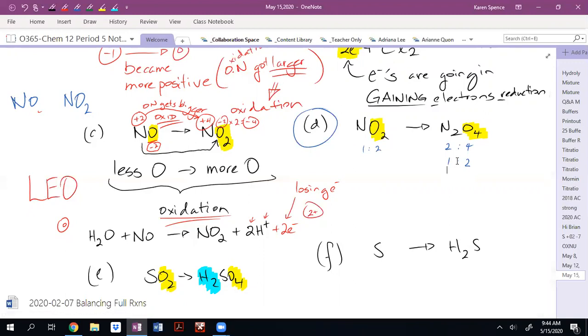And what that tells me is if the number of oxygens per nitrogen didn't change, my oxidation number is not going to change either. So this is neither an oxidation nor a reduction. Neither oxidation nor reduction.